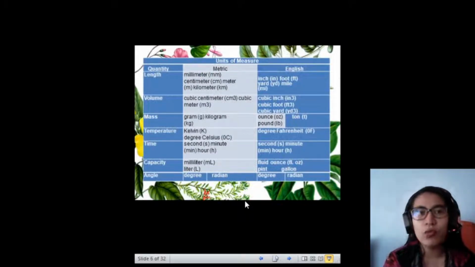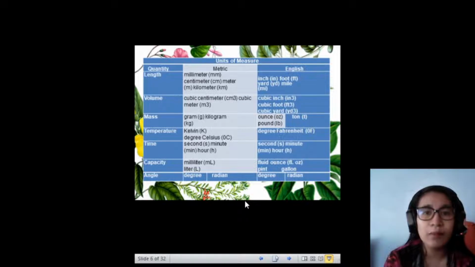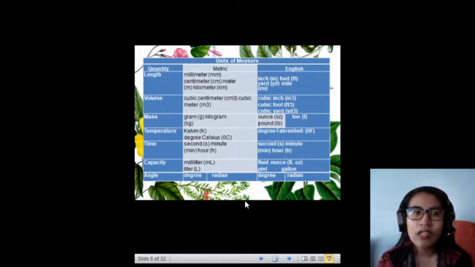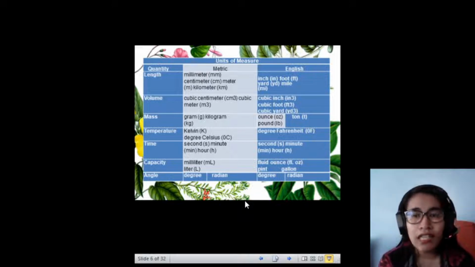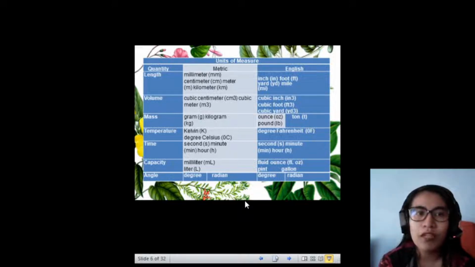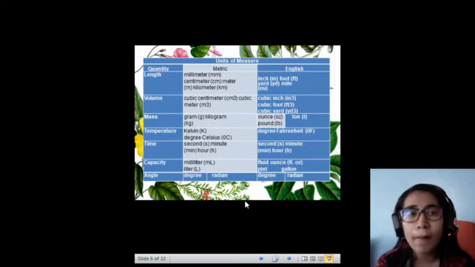And here are the following units of measure. We have here the metric system and the English system. For the quantity, we have length, volume, mass, temperature, time, capacity, and angle. So for the quantity of length using the metric, we have millimeter, centimeter, kilometer. And for the English system, you have inch, foot, yard, mile.